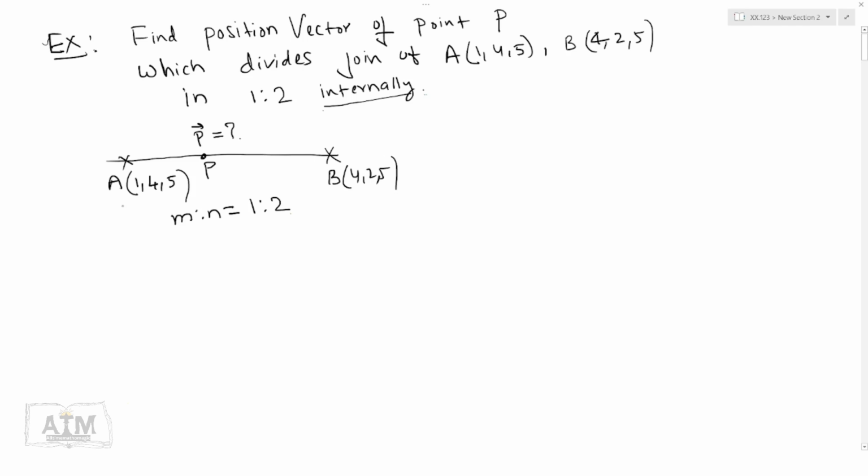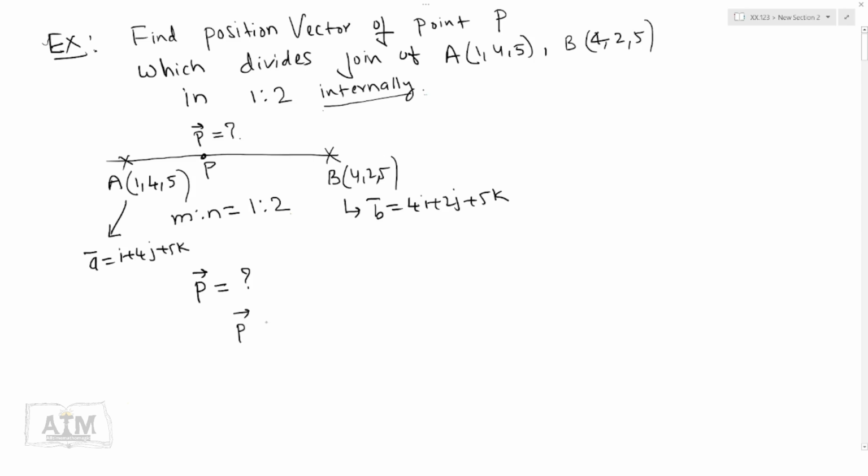So first we will find the position vector of point A, that is vector A equals i plus 4j plus 5k. That is the position vector of point A. After that, the position vector of point B, that is vector B equals 4i plus 2j plus 5k. So we got the position vectors of point A and point B. Now we have to get the position vector of point P.